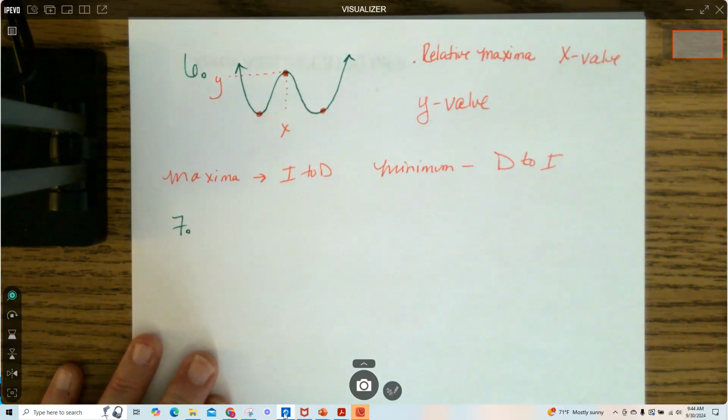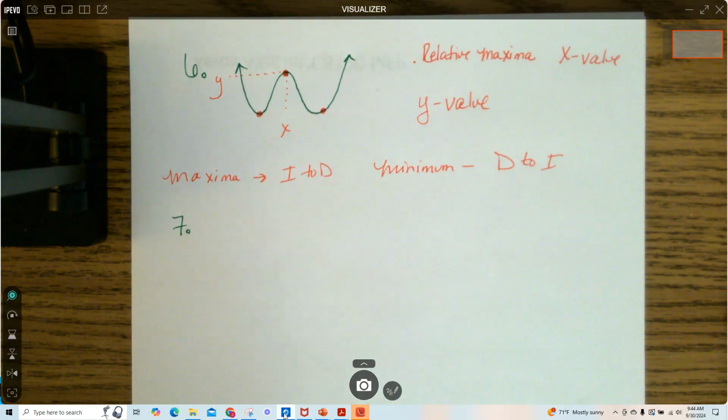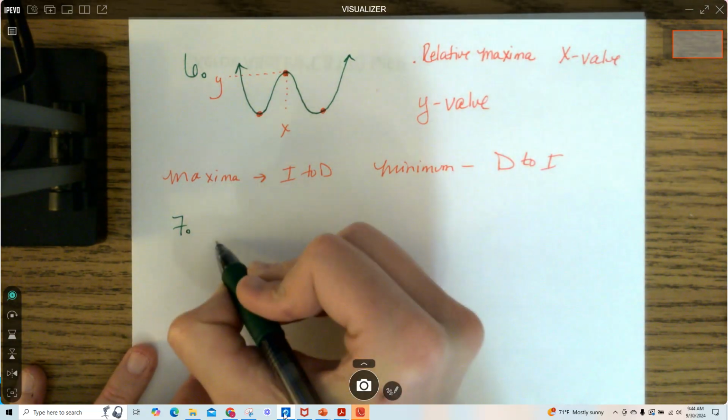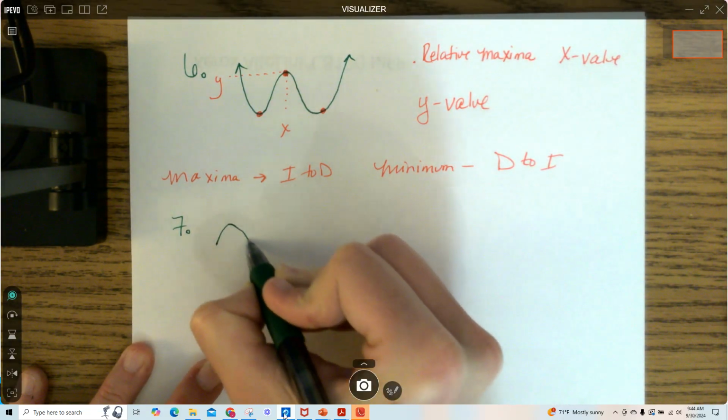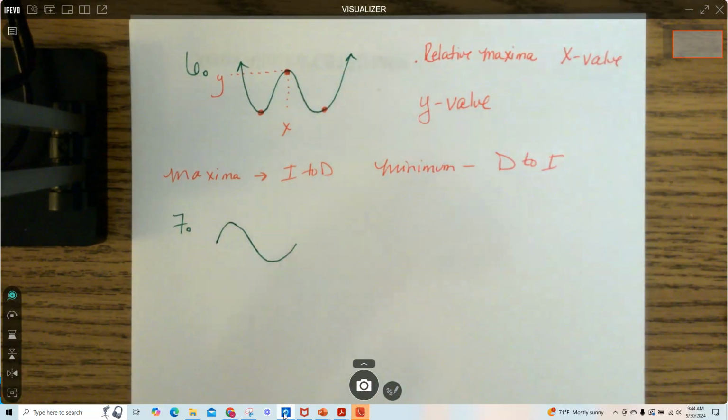The next one's asking for maxima and minima. It's just given a different thing, a different looking graph. I don't see points, so that's something like this. Okay, let me see what it says.